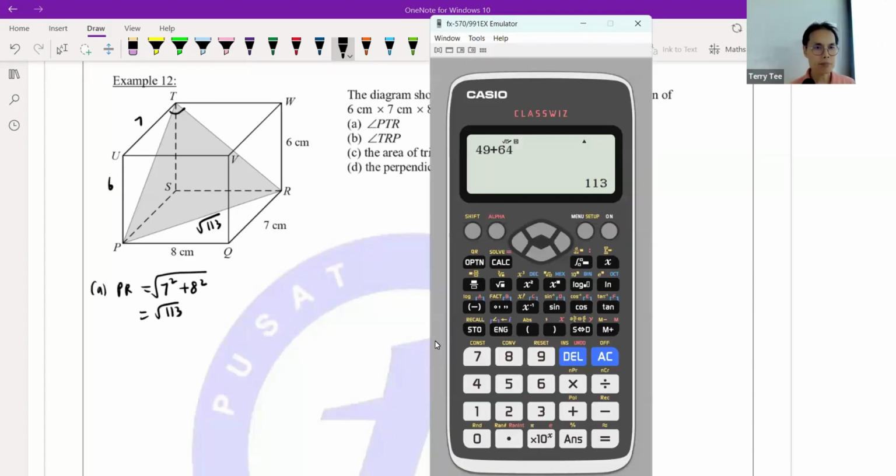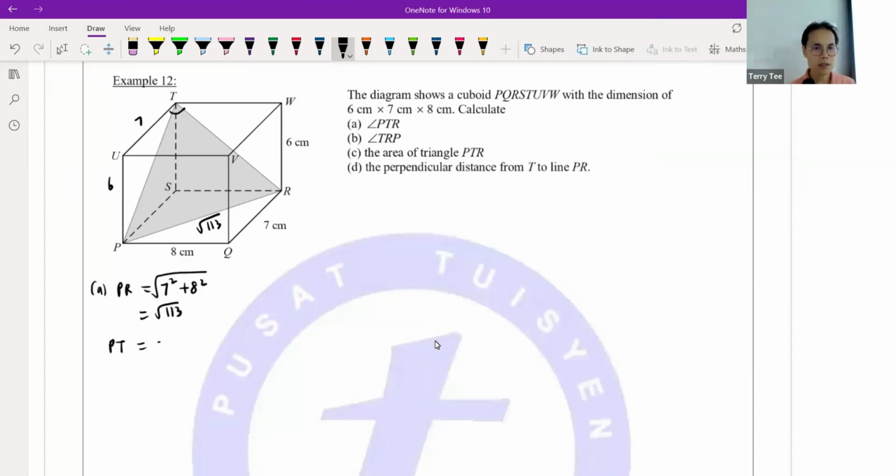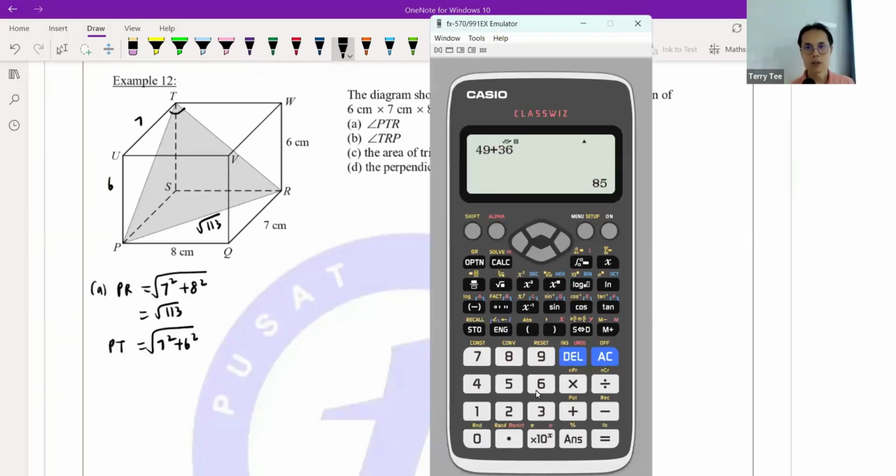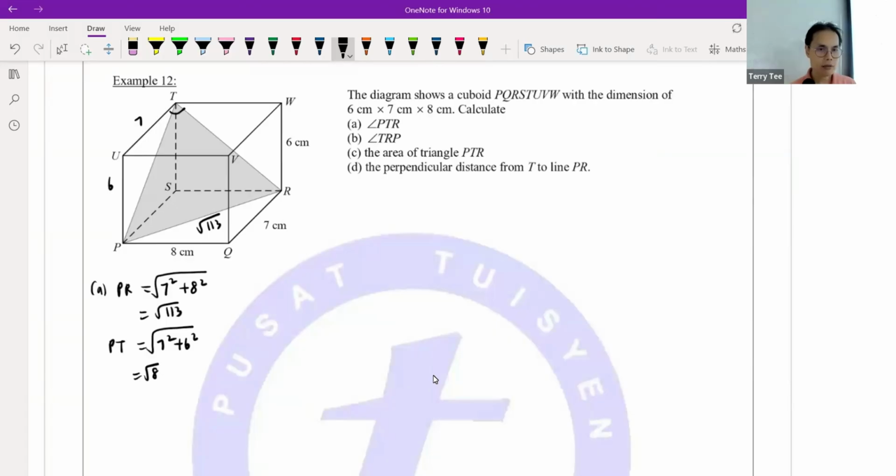Let me write this up. PT is the square root of 7 squared plus 6 squared, which is 49 plus 36, 85. Square root 85. I'll leave this as square root 85. The next one, I want to find the side with 8 and 6. This is simple. This is 10. Do you want me to show you this? 6 squared plus 8 squared is 10 squared. Pythagoras.